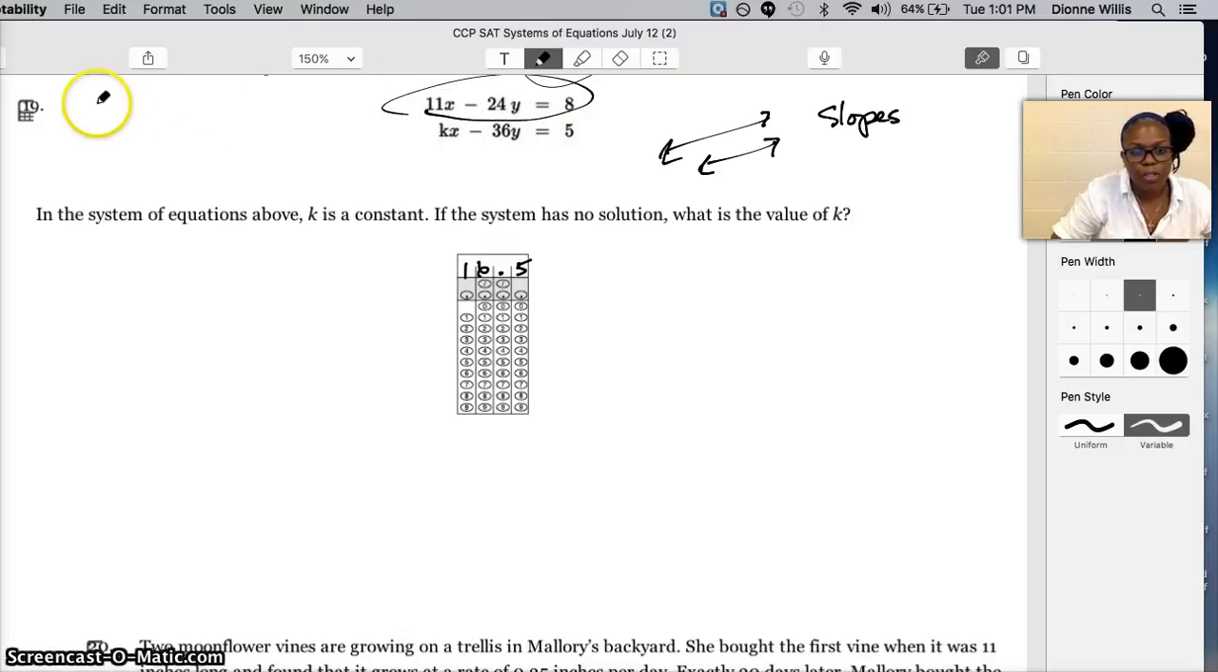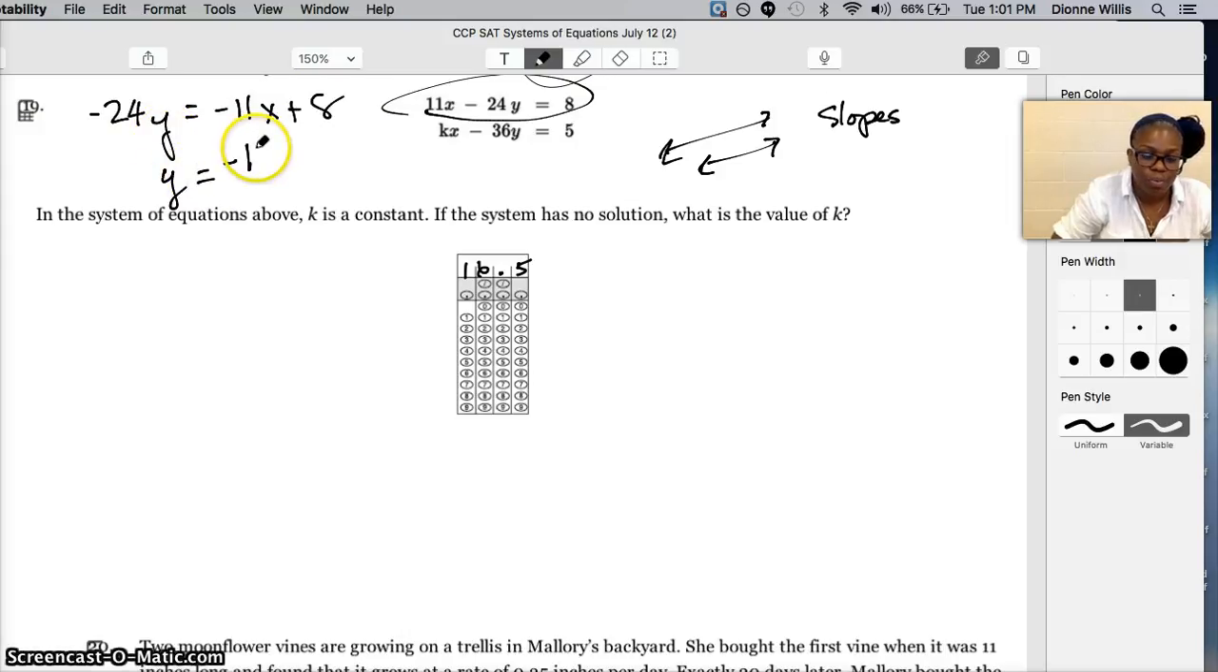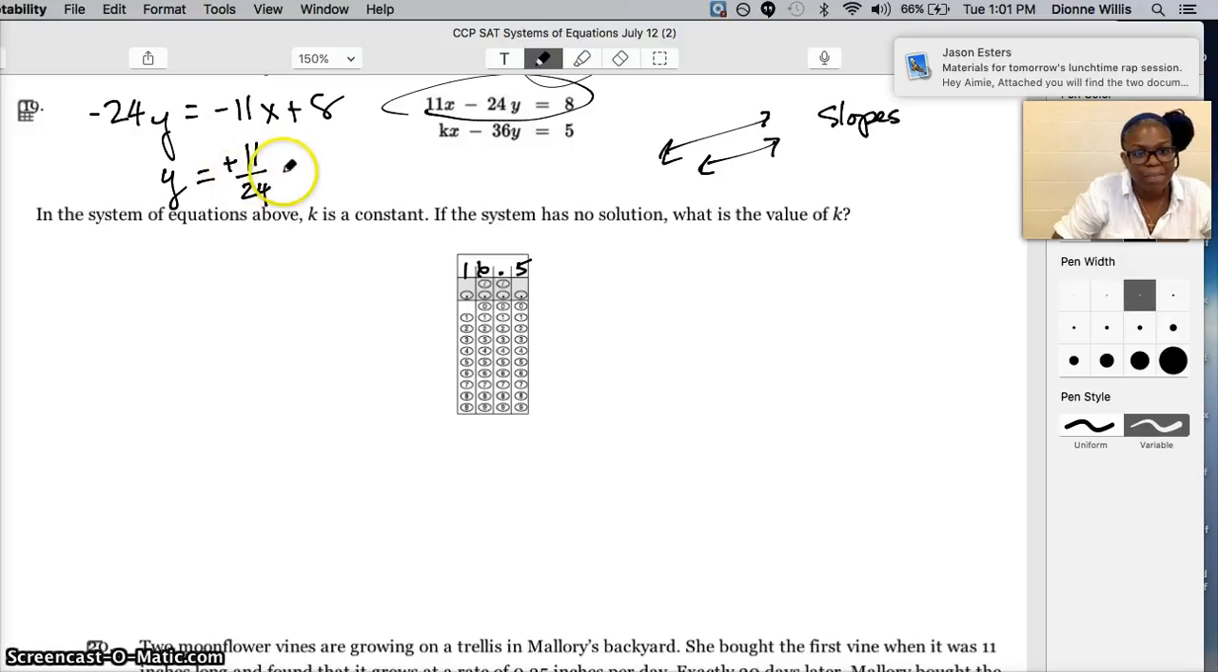To find the slope, I'm going to solve for y. And so I have negative 24y. I'm throwing the 11x over to the other side, so it's negative 11x plus 8. Divide everything by negative 24. I get y is equal to negative 11 over negative 24, which is positive 11/24 x plus 8 over negative 24, which is irrelevant. I just need to make sure that my y-intercepts are different.